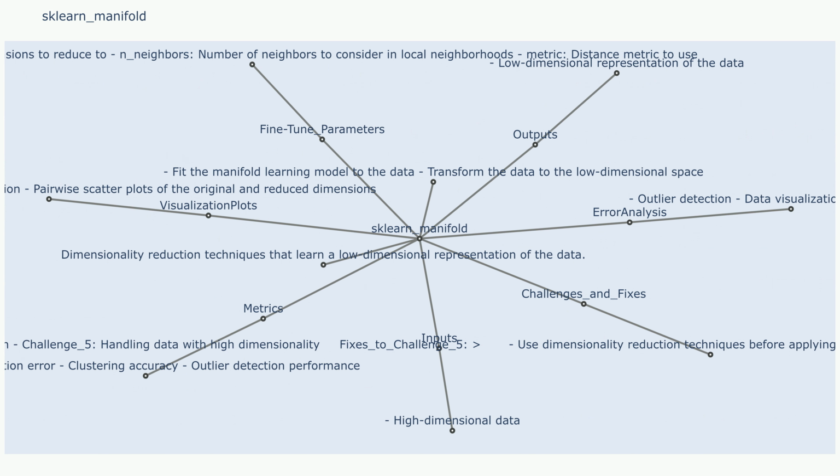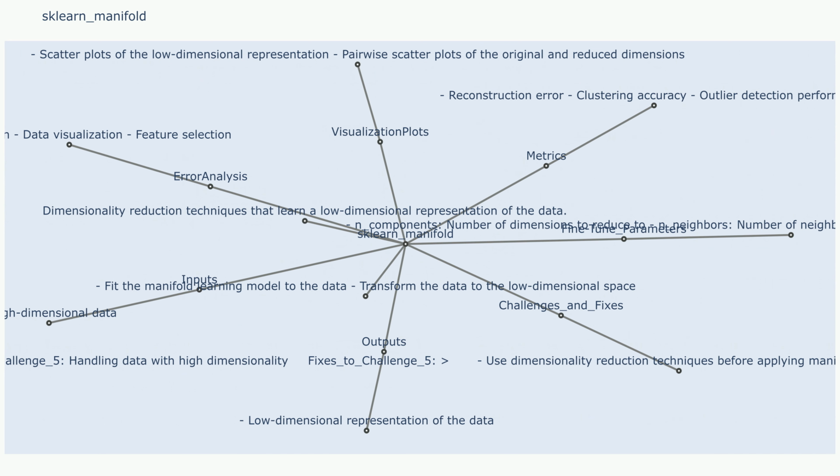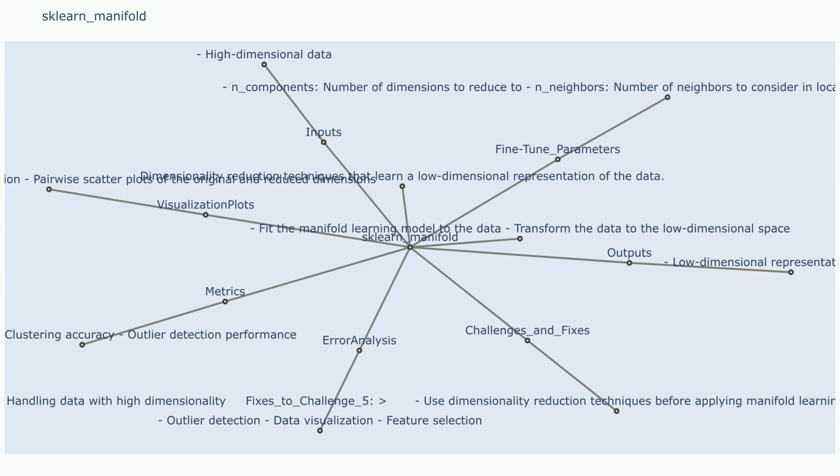Fine-tune parameters. Parameter 1, n_neighbors: the number of neighbors to consider for each data point when constructing the local neighborhood graph. Parameter 2, n_components: the dimensionality of the embedding space. Parameter 3, metric: the distance metric used to compute the distances between data points. Parameter 4, regularization strength. This parameter controls the trade-off between preserving the local neighborhood structure and reducing the overall embedding error.